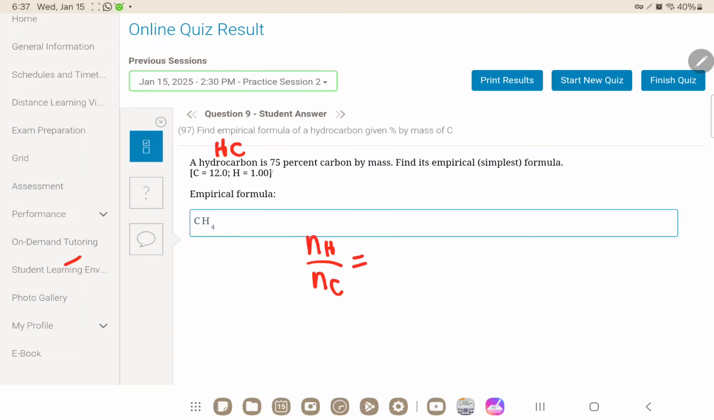Okay, so a hydrocarbon is 75% carbon. 75% carbon means you're gonna take it as if it were 75 grams of carbon. And then you're gonna do 100 minus 75. Let me do it on my calculator so I don't mix up.